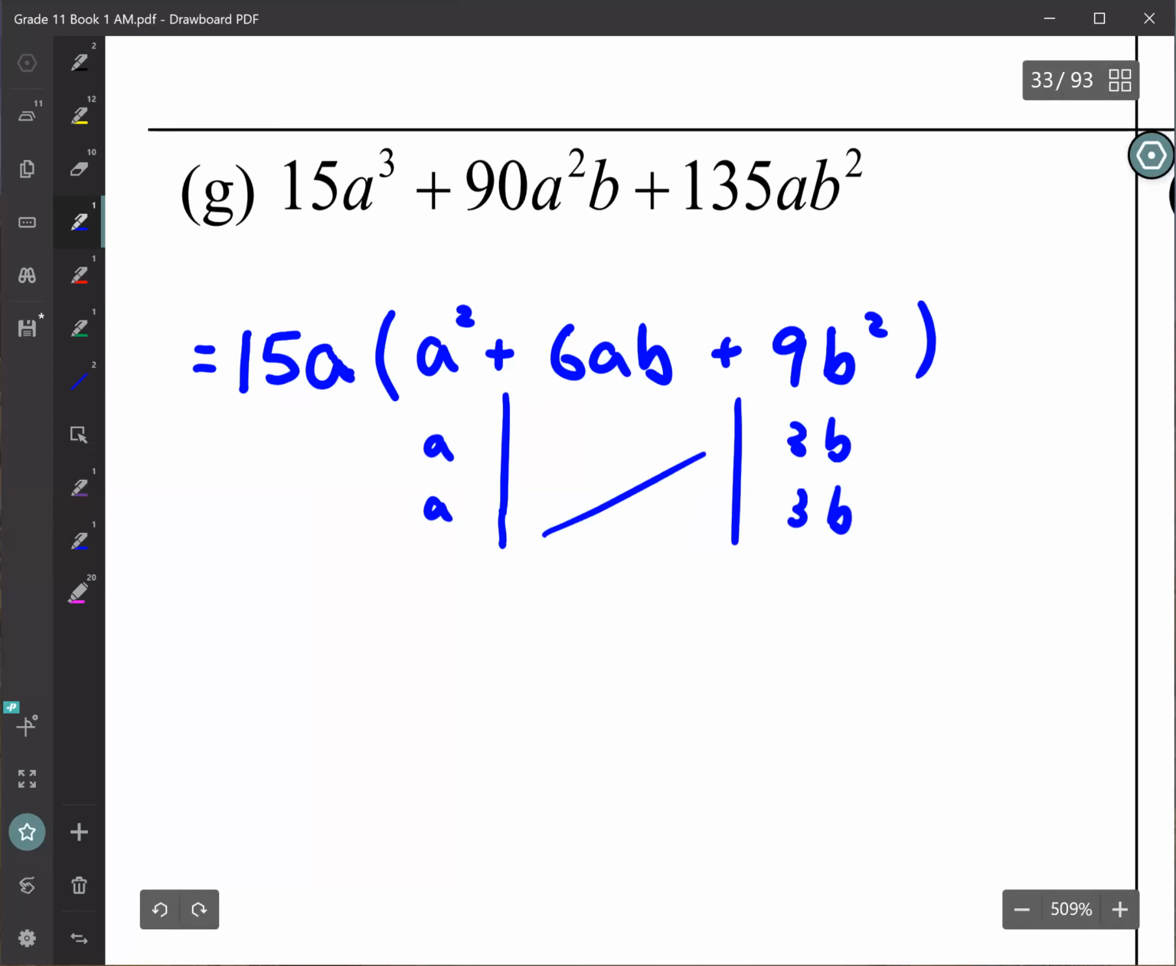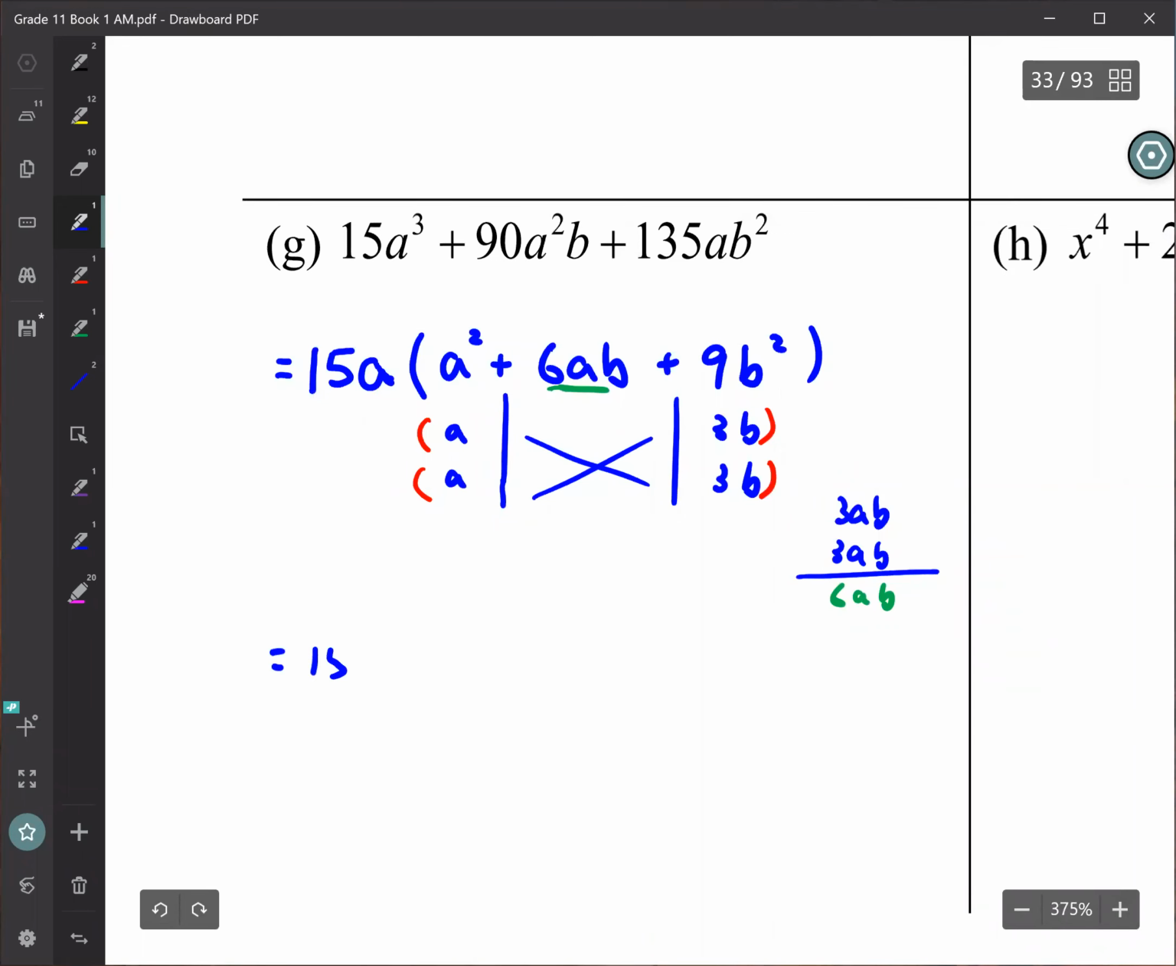We cross multiply, so that gives you 3ab. Cross multiply again, 3ab. So they need to add together to match the middle. They do, 6ab. So once they do, these two are the 2 brackets. Remember to write down the GCF that you took out at the beginning. That's part of the answer. And this one has 2 brackets that are the same, so you could simplify your writing and just put a square on the outside.